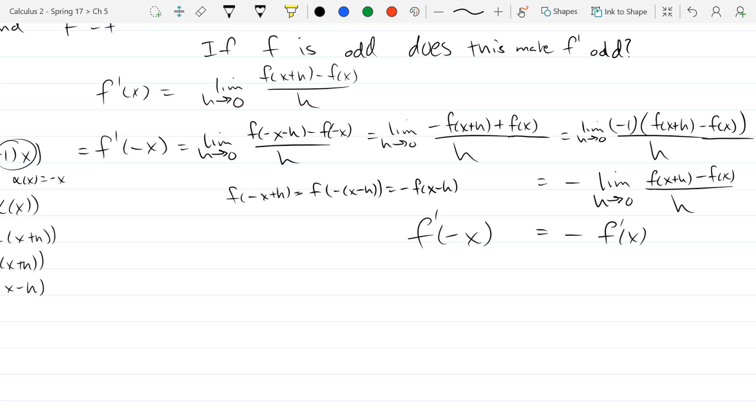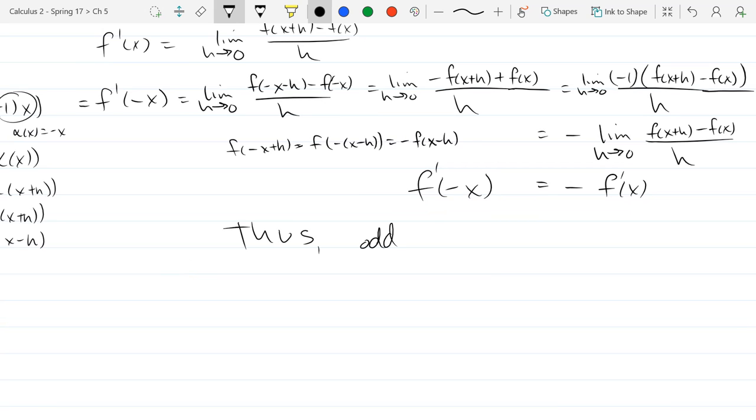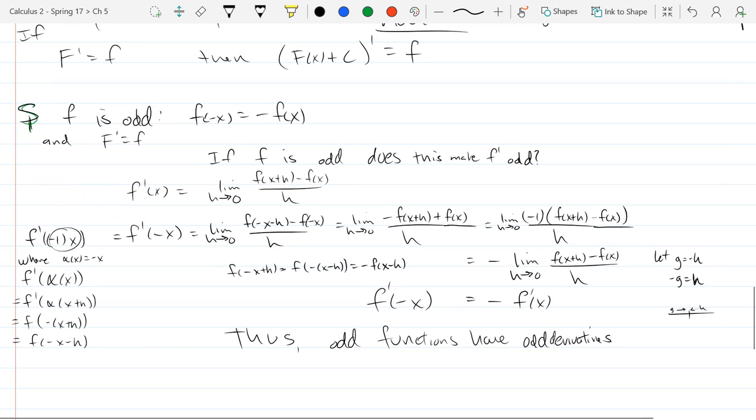Hold on. So we just showed that an odd function has an odd derivative. So odd functions have odd derivatives. Seems like it'd be more difficult to prove odd functions have odd antiderivatives. But I'm not. I forgot why we were doing this in the first place. Nice to know odd functions have odd derivatives, though.